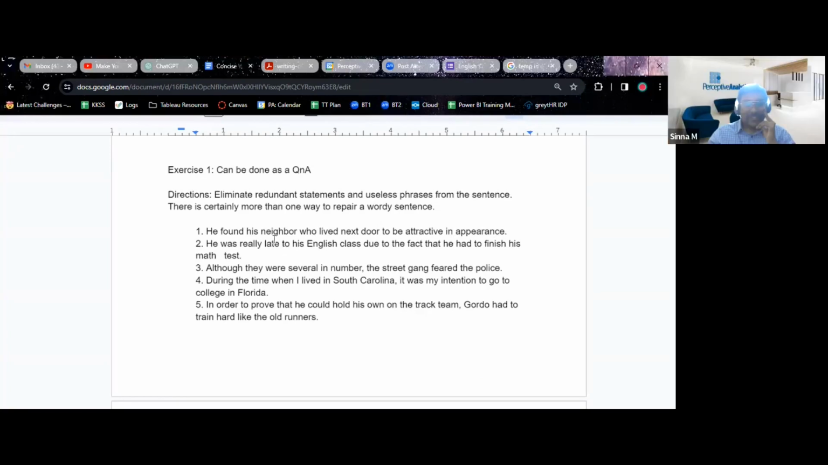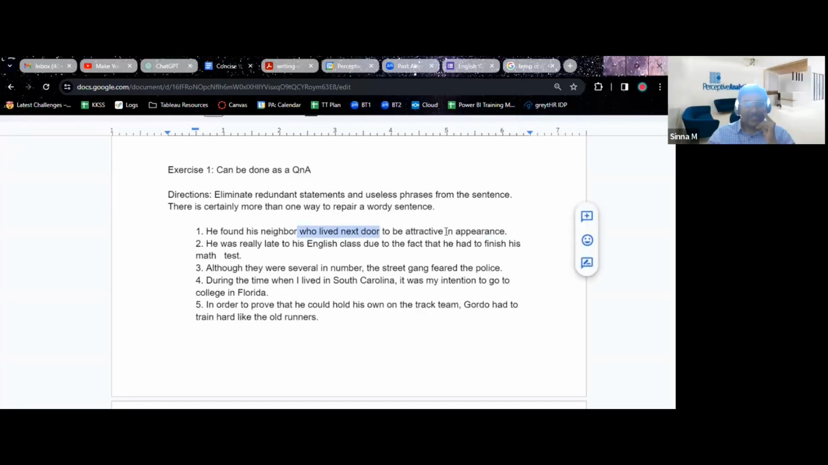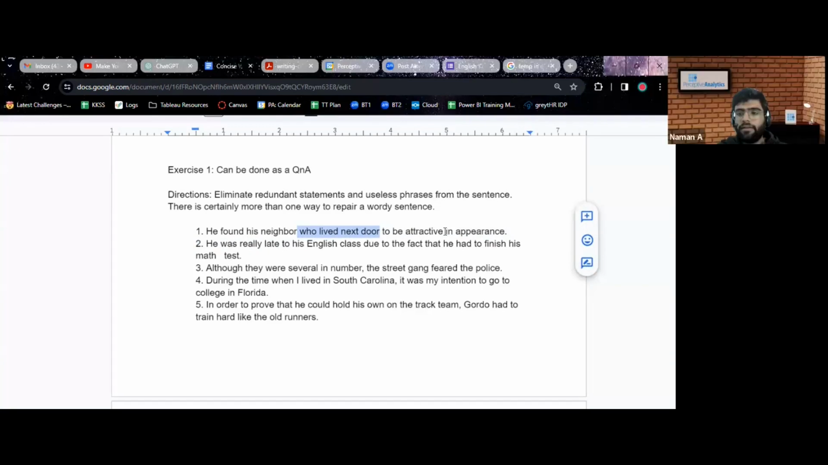Who lived next door is unnecessary, right. So we can remove this. In appearance is not really relevant either. I think we can remove both of them, because when we are talking about someone being attractive, the word attractive already gives the context. So we can just say he found his neighbor attractive.